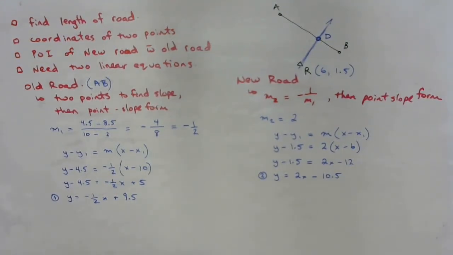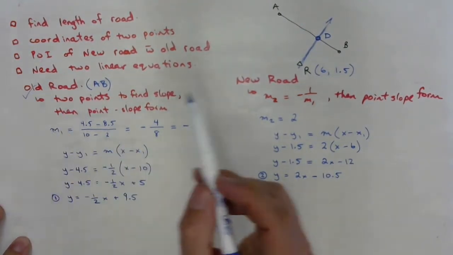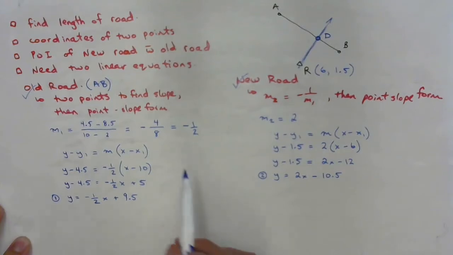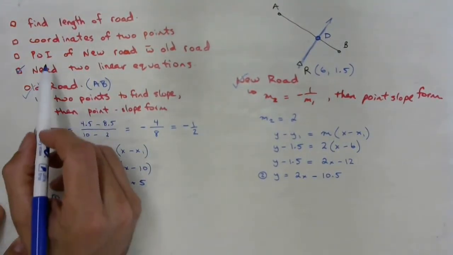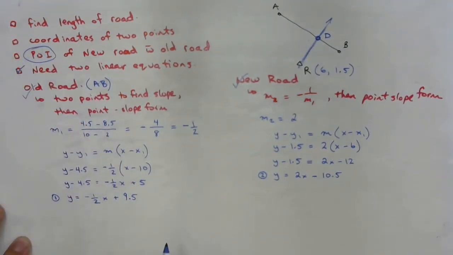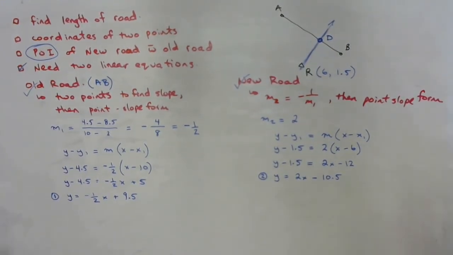Now, I said I might multiply each of these equations by something because, well, let's see what we did so far. We got an equation for the old road. We got an equation for the new road. So we have 2 linear equations. Boom, done. My next goal is to find the point of intersection of those roads. We have a couple of strategies that we can use to find the point of intersection. We can find it using substitution, or we can find it using elimination.